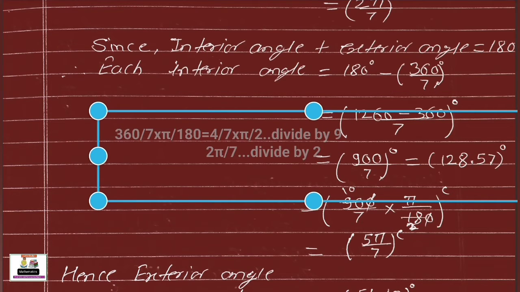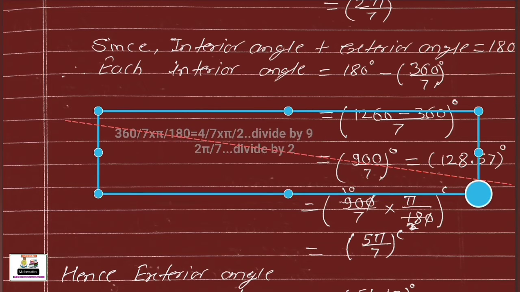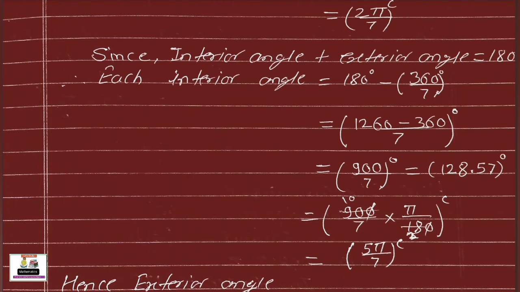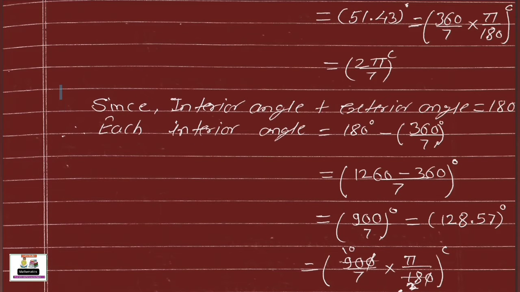Then again 2 pi by 7 divided by 2. Then we get, since we put this value, 180 minus 360 upon 7. Then after calculation we get 900 by 7 degrees. Then again after calculation we get 128.57 degrees.